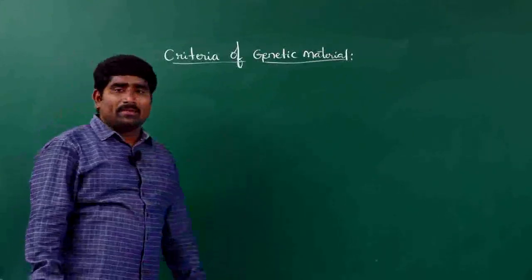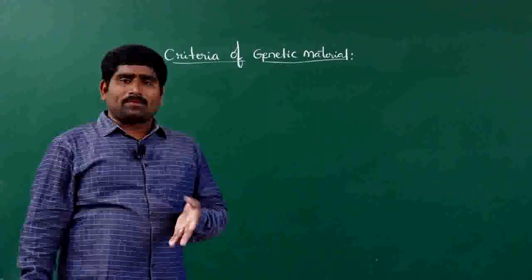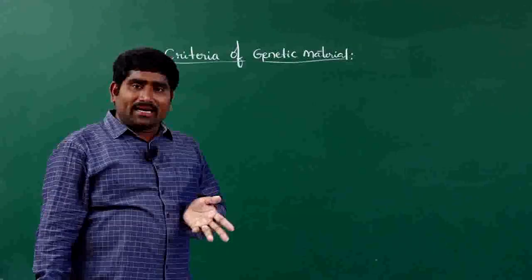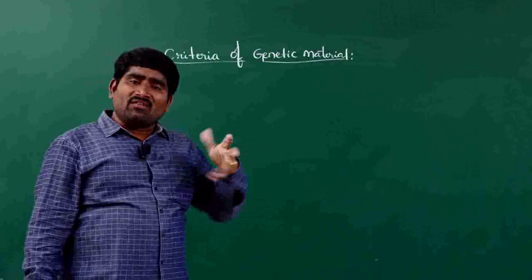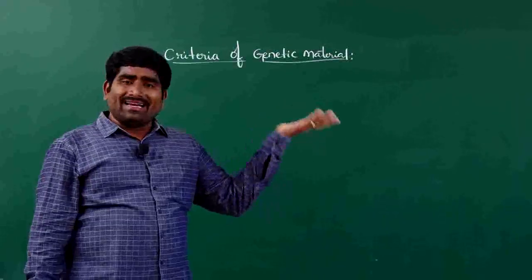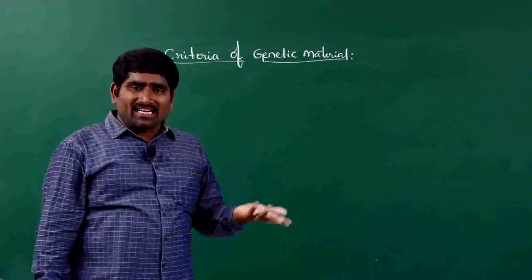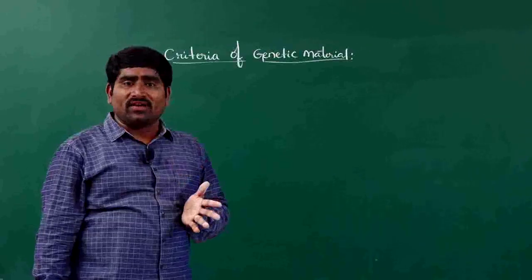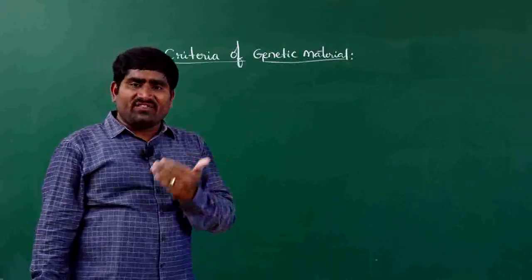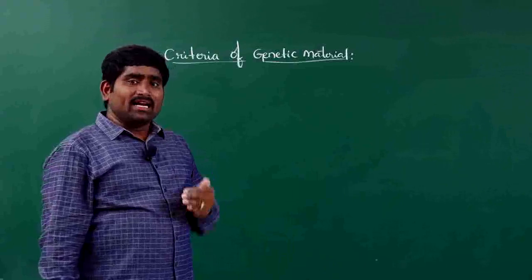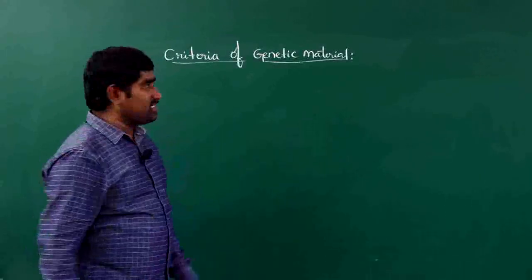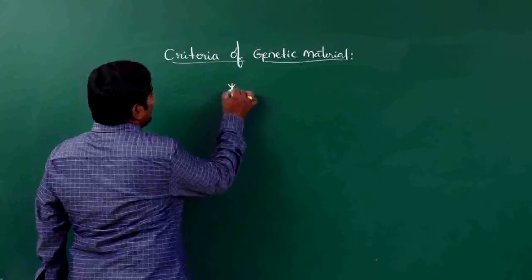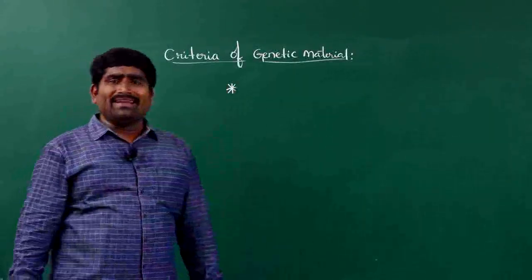Criteria of genetic material. Before the Griffith experiment, many scientists argued that DNA is genetic material, some argued that RNA is genetic material, and some argued that proteins are responsible for inheritance. But after the Griffith experiment, it was clear that DNA is the major genetic material in organisms. So first, let us see the criteria of a genetic material.